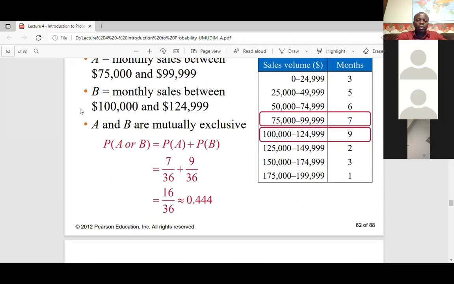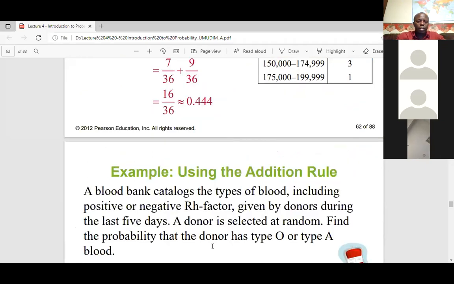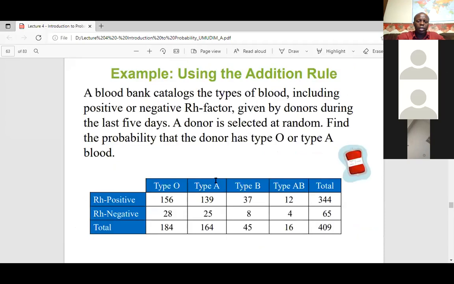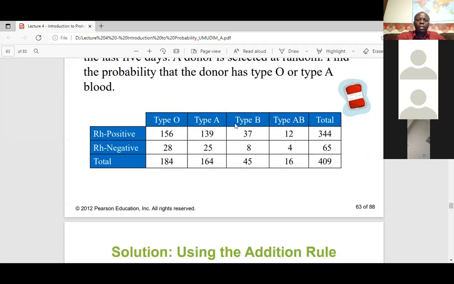So another example would be, look at this example here. It says, a blood bank catalogs the types of blood, including the positive or negative RH factor, given by donors during the last 5 days. A donor is selected at random. Find the probability that the donor has type O or type A blood. You can see all the types here: type O, type A, type B, type AB, RH positive, RH negative.